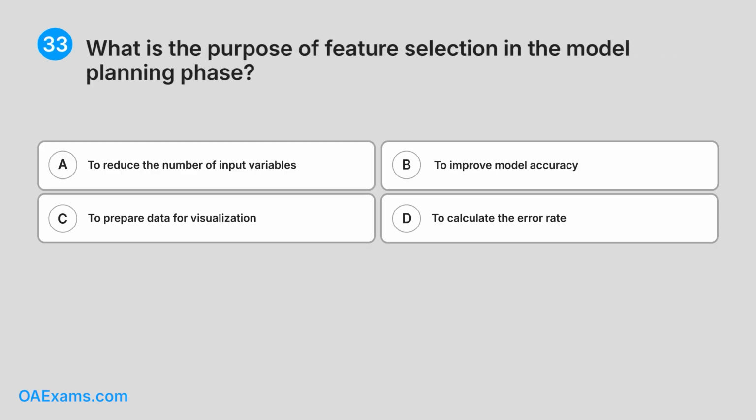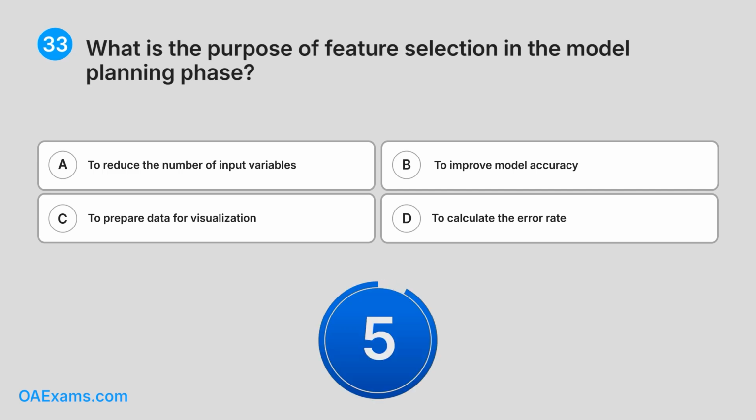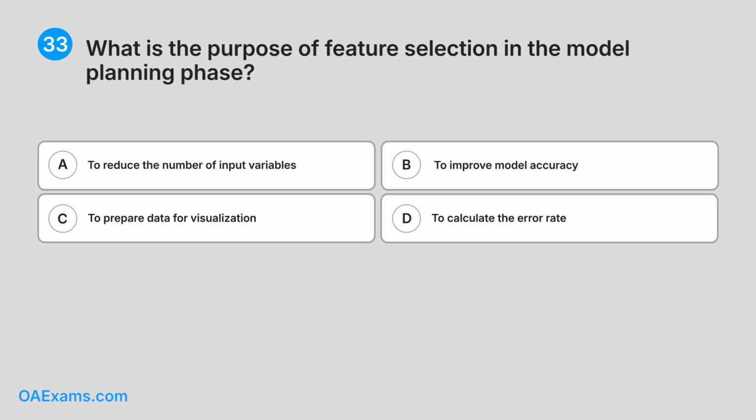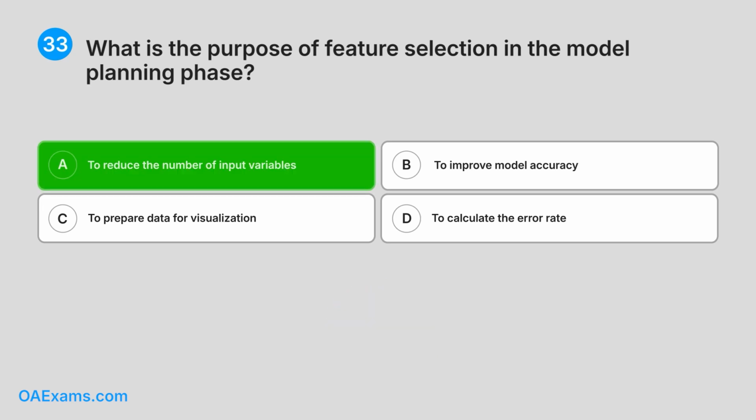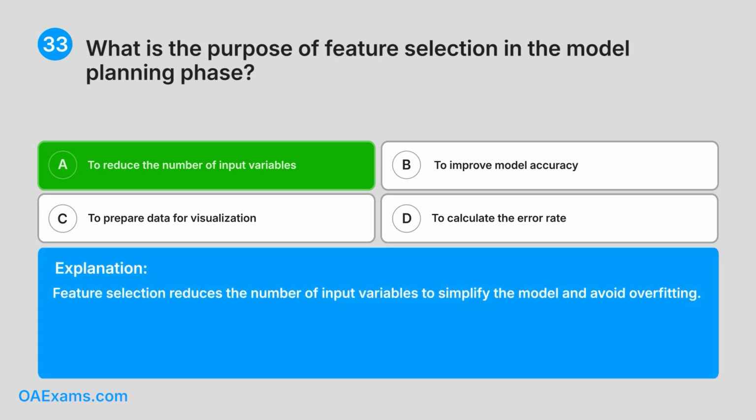33. What is the purpose of feature selection in the model planning phase? A. To reduce the number of input variables. B. To improve model accuracy. C. To prepare data for visualization. And D. To calculate the error rate. Do you know the answer? Correct answer. A. To reduce the number of input variables. Explanation. Feature selection reduces the number of input variables to simplify the model and avoid overfitting.